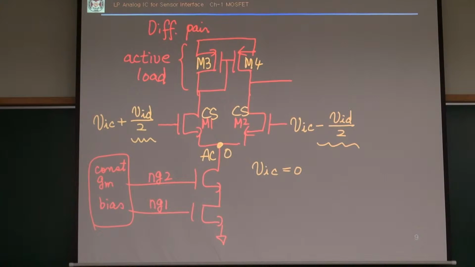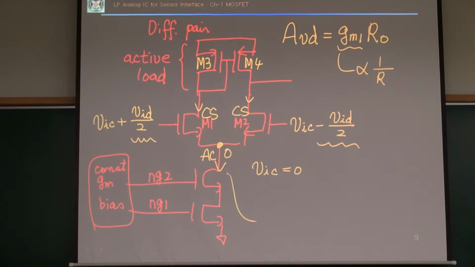Let's talk about the low frequency voltage gain. Say we have a differential mode voltage gain, which is GM1 times RO. GM1 is the transconductance of this M1 transistor, because this is connected to the constant GM bias circuit. All the transistors here, those GMs are proportional to 1 over R. That's the advantage of a constant GM bias circuit. We can control GM by changing R.